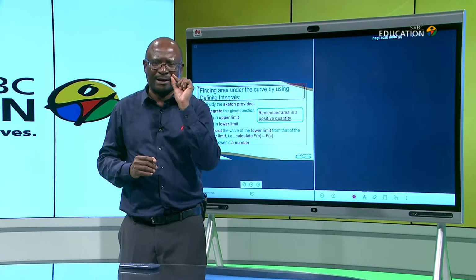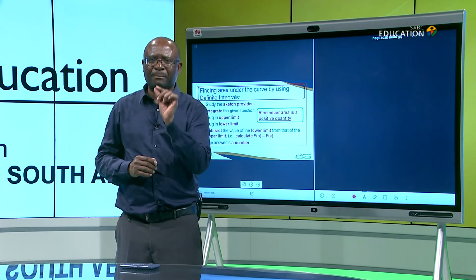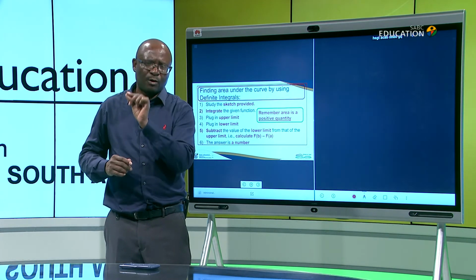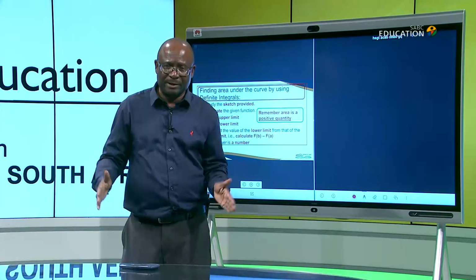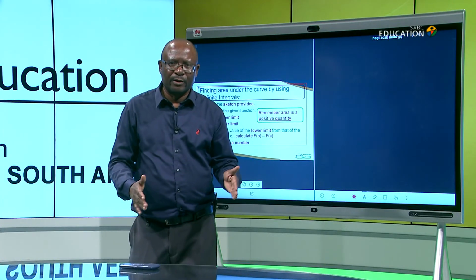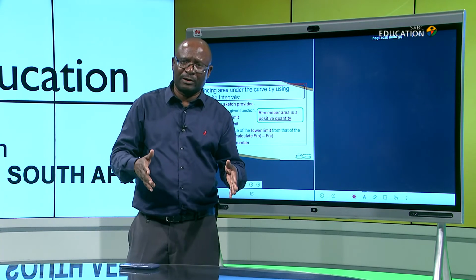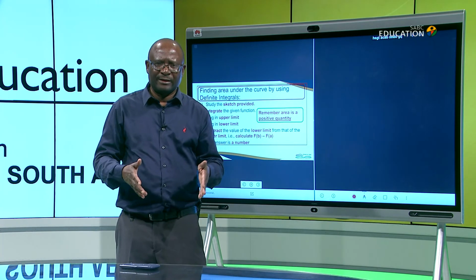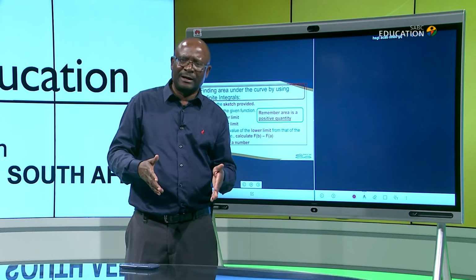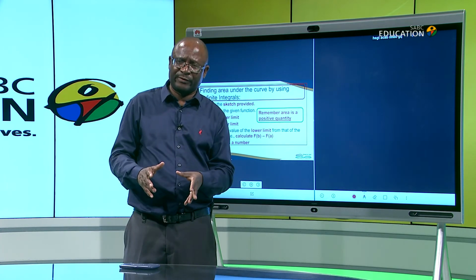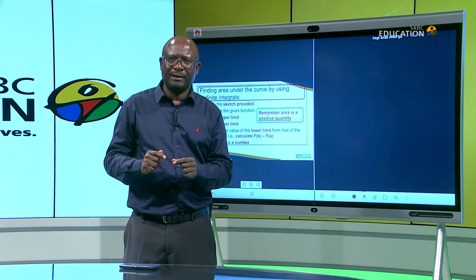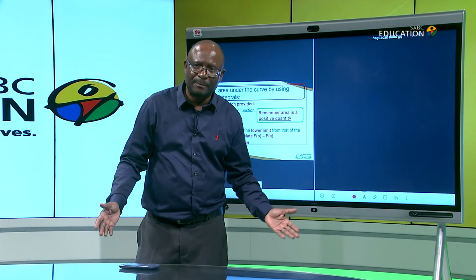If we were to determine an area, your area must be a positive quantity. An area cannot be negative. But through your calculations, somewhere, somehow, you are going to come across where the value of your integral, after the substitution and everything, is negative. If you get negative, what does it mean?